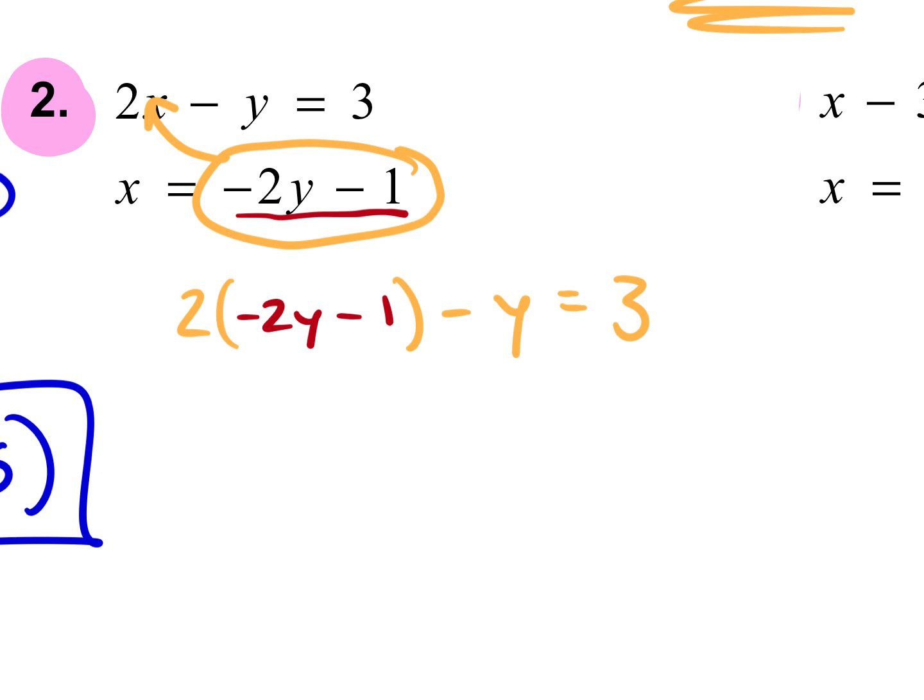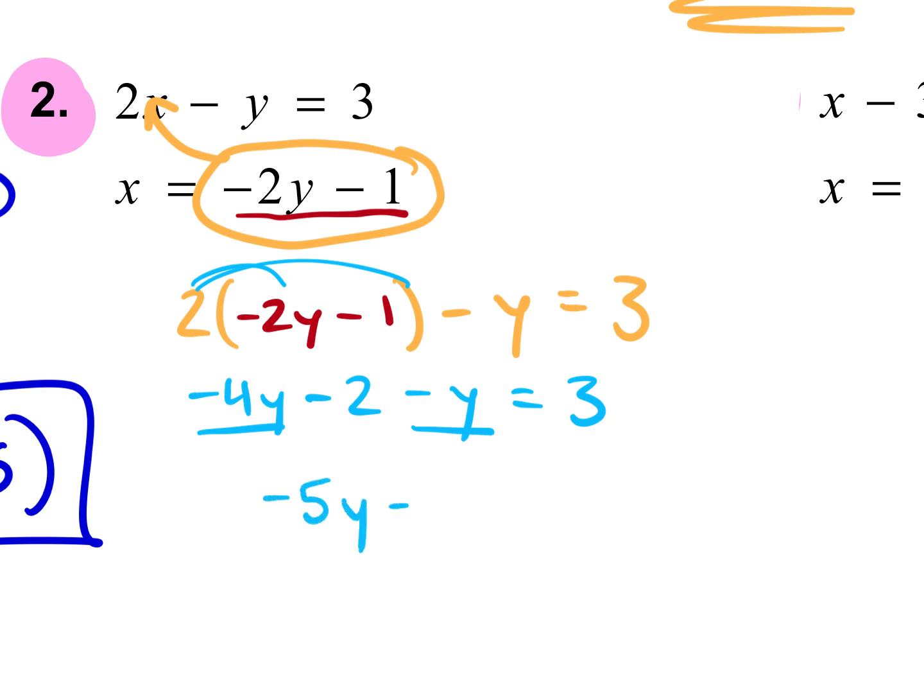What do I have to do next? Distribute. So what's 2 times negative 2y? Negative 4y. What's 2 times negative 1? Negative 2. Minus y is equal to 3. What would I do next? Combine like terms. What's negative 4y minus y? Negative 5y minus 2 is equal to 3.